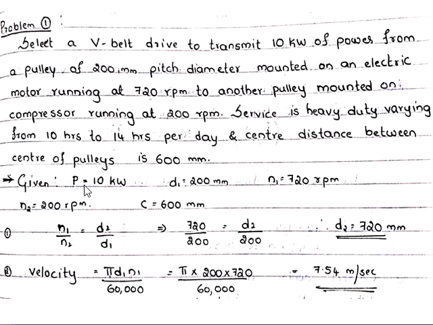So here the given values are capital letter P, D1, N1, N2 and C. Step number 1, use the velocity ratio equation: N1 by N2 is equal to D2 by D1. D2 is unknown, find out D2. Step number 2, find out velocity using the equation either pi D1 N1 by 60,000 or pi D2 N2 by 60,000. You will get velocity as 7.54 meter per second. Moving on to step number 3.